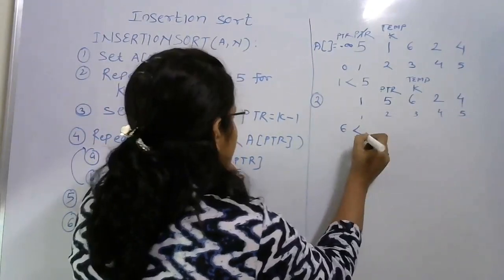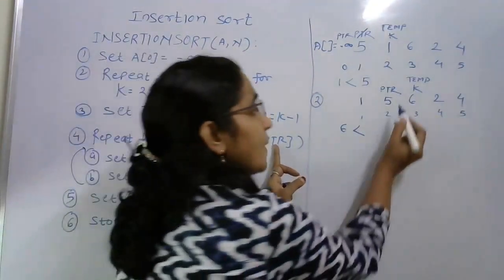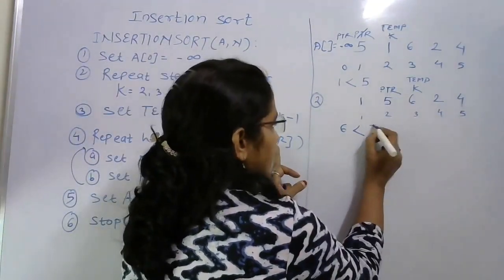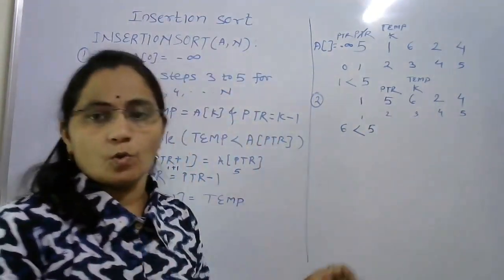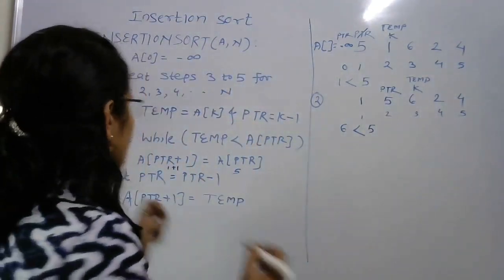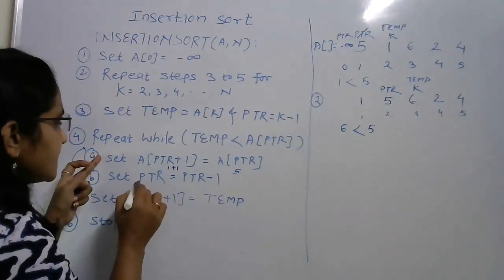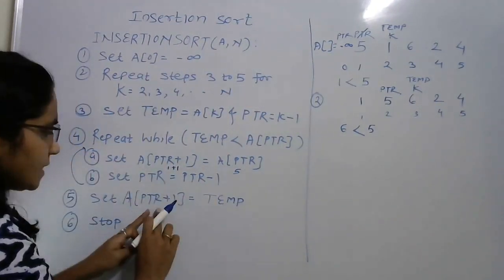So 6 is less than A of PTR. What is the value of PTR? It is 5. 6 is less than 5? No. Condition becomes false. So these two statements will be skipped and control is directly jumped to this statement.